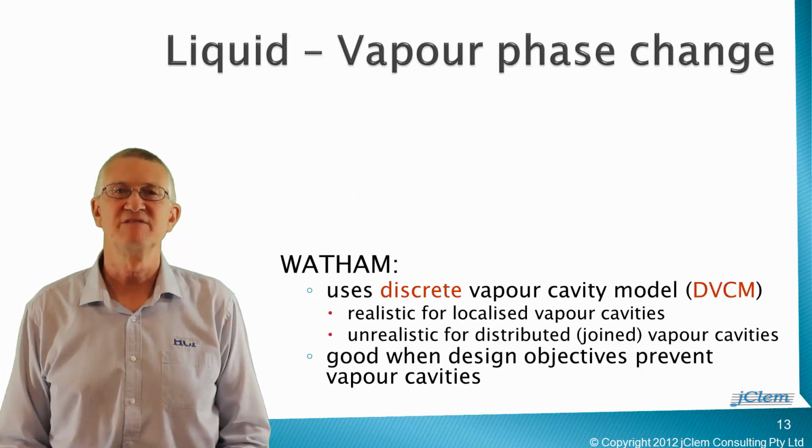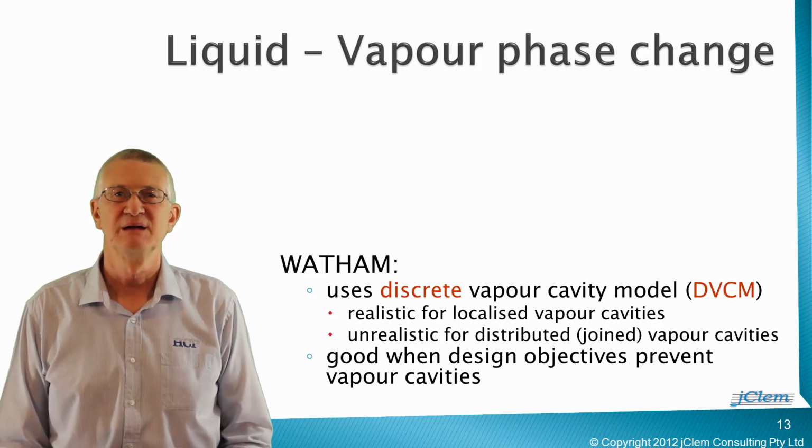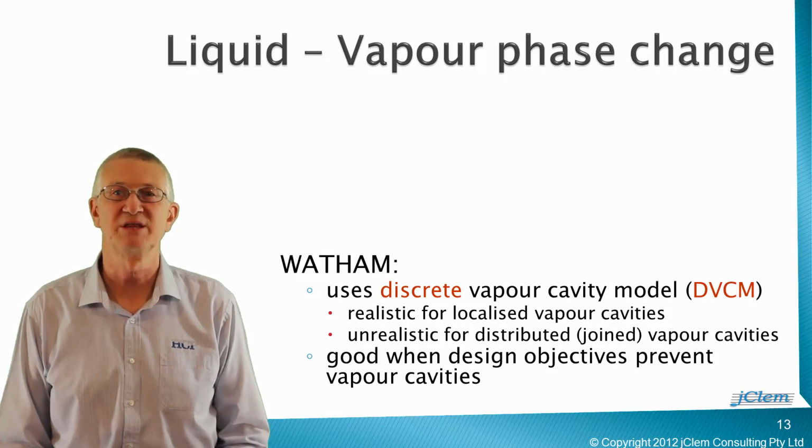To track liquid-vapour phase changes in the pipe system, WATHAM uses a mathematical technique called the discrete vapour cavity model, or DVCM for short. This is a good model when the vapour cavities are localised within a pipe, for example at the crest of the hill where the pipeline goes over a ridge. The discrete vapour cavity model is less realistic if vapour formation spreads out over a long distance in a pipeline.